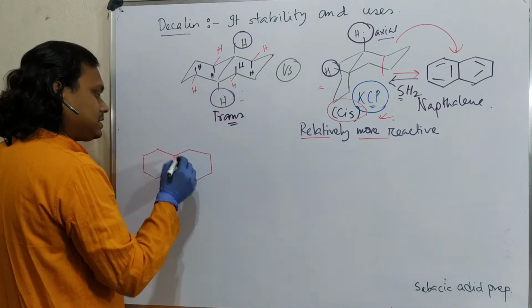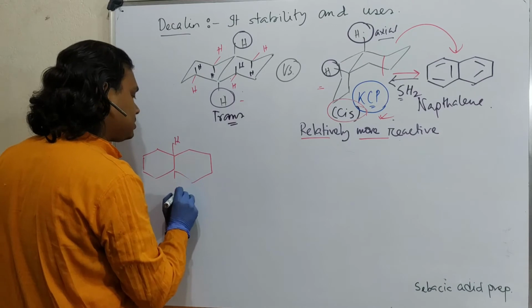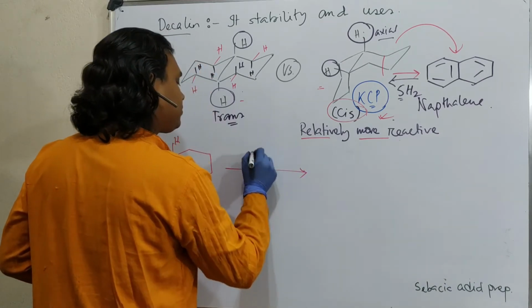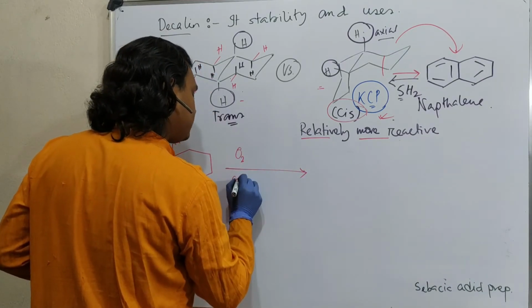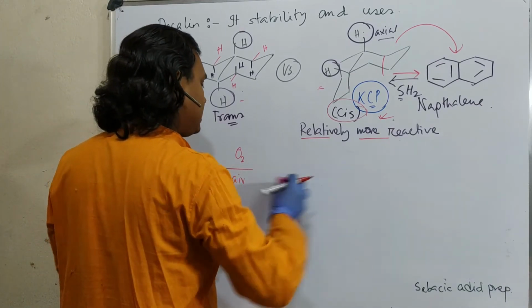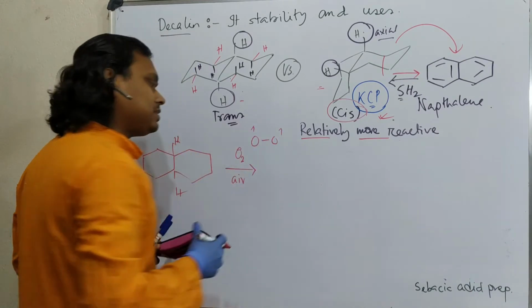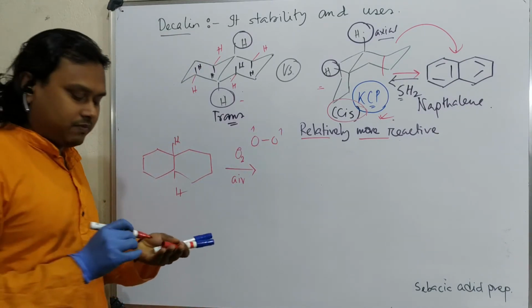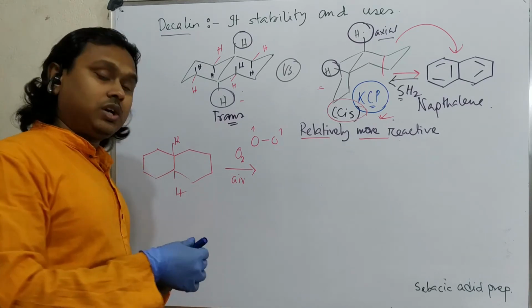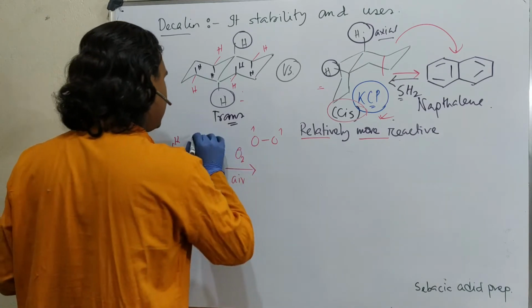So what happened? Let's discuss this and this. If you react this with oxygen from air, what does it produce? We know that oxygen is a diradical, means it's a triplet. And by the way, singlet oxygen is also possible. I have discussed it in a dedicated lecture. Their chemical reactivity is entirely different. You may visit that lecture if you want to learn more.